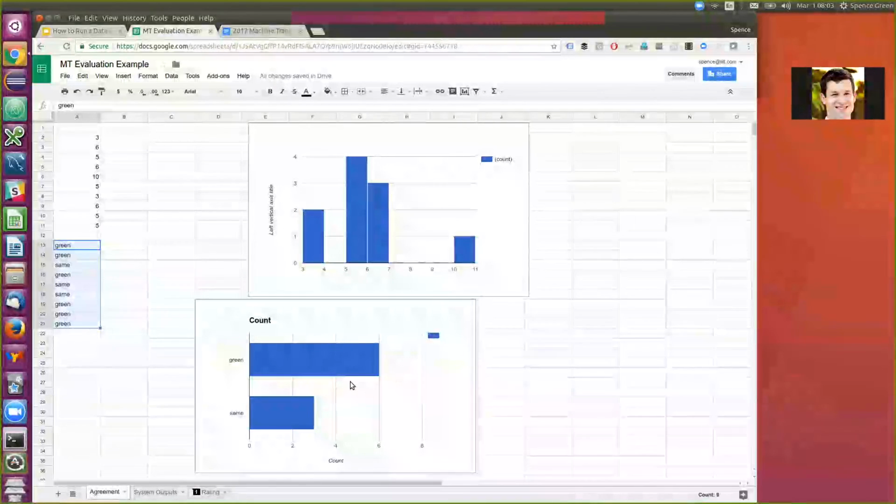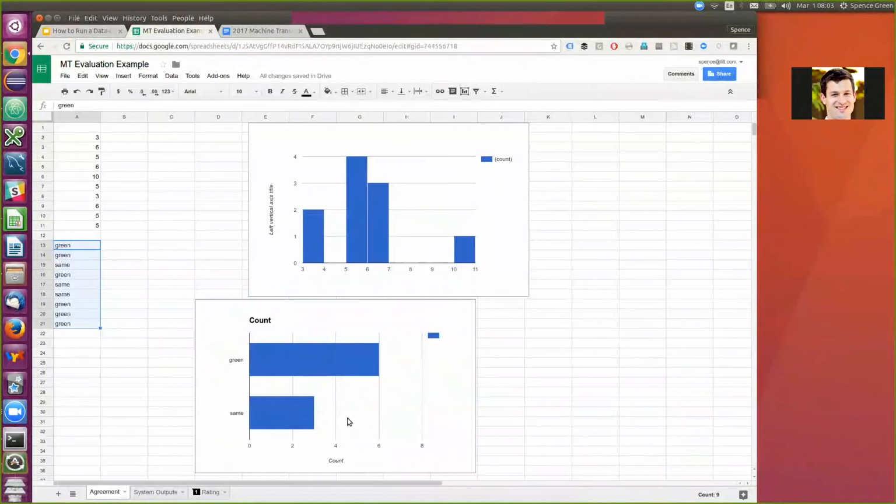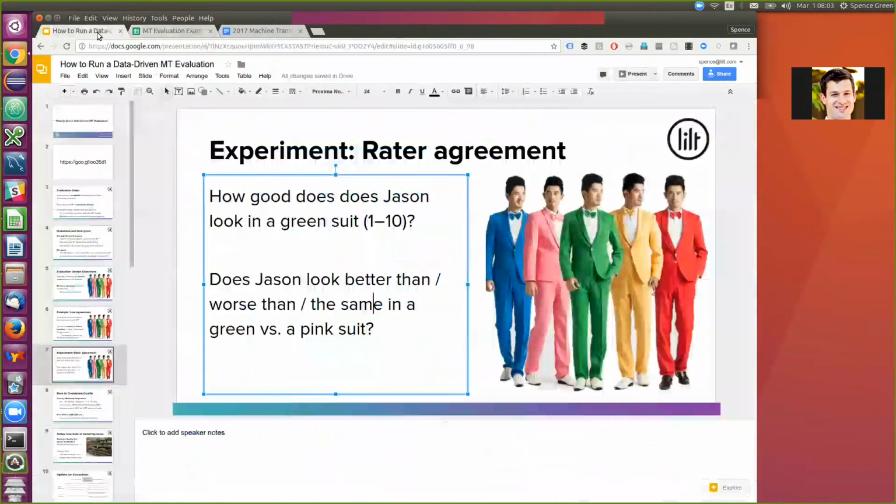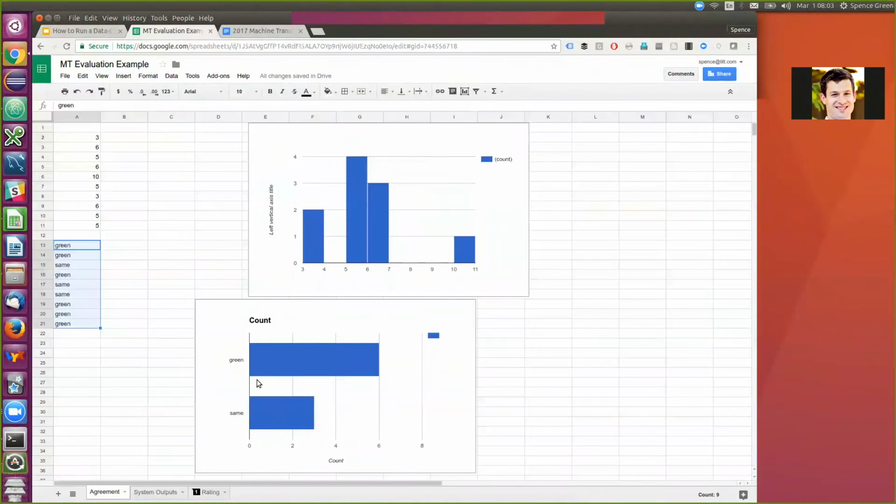Okay, so that's a useful piece of information relative to this, which is that some people think he looks okay in a green suit. Instead, now we're making a statement that the pink suit is not the best suit that he can wear. So that's what this is telling us. That's useful and interesting.